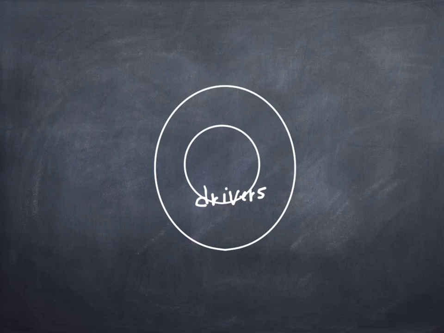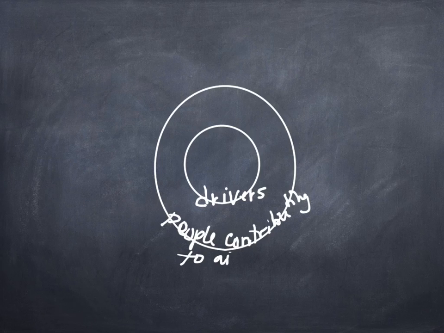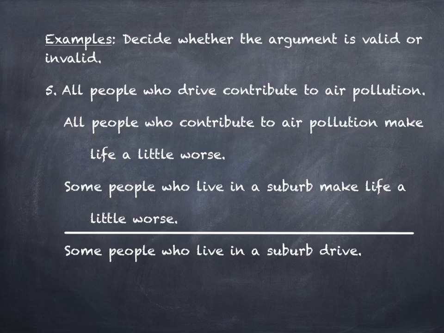And what is the outside circle? Yes, so this is people contributing, or you could even say things contributing to air pollution, right? There are things besides people that contribute to air pollution. This is my first diagram, but there's more going on. My second statement says all people who contribute to air pollution make life a little worse. So I'm not drawing another diagram completely. I need to add to the diagram I have.